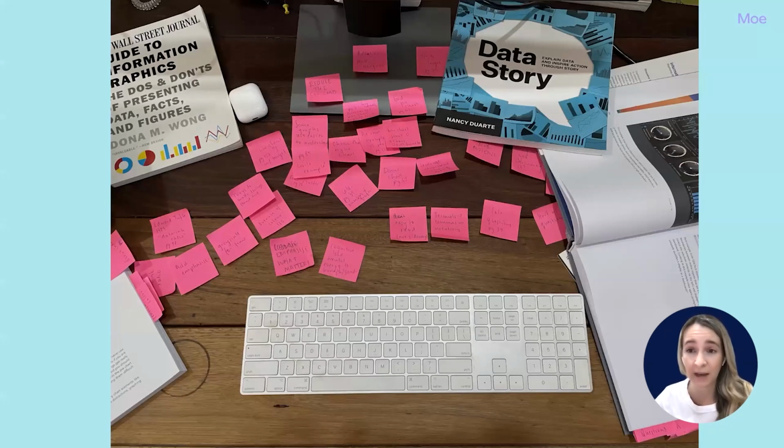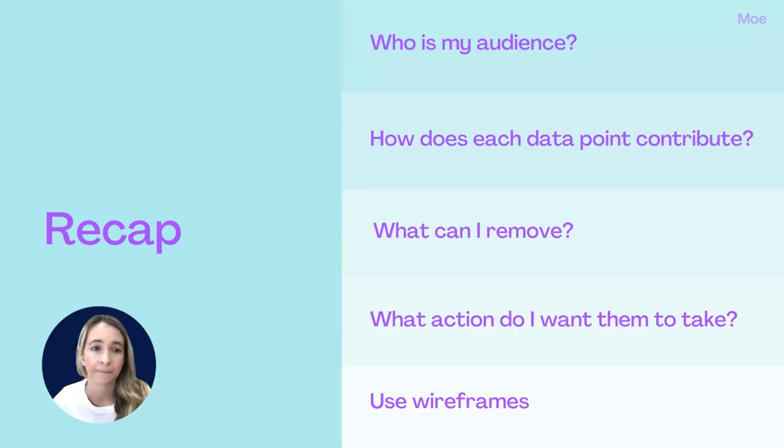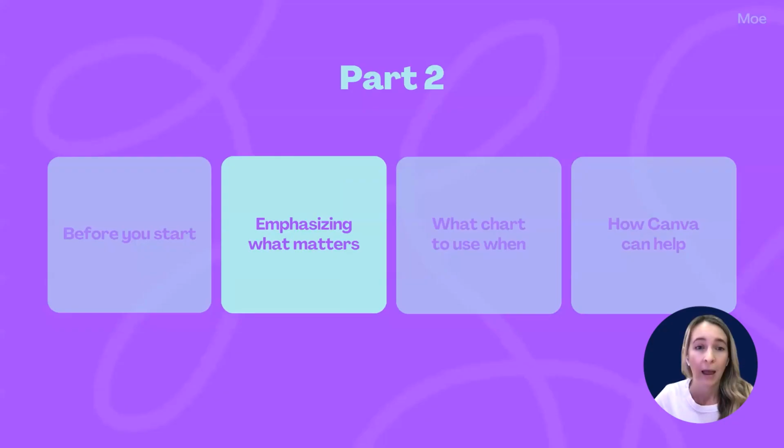When I'm making dashboards, I'll make a wireframe first and check with our stakeholders that it has all the things that they need. So just to recap quickly, before you even get started, give some thought to these questions. Who is my audience? How does each data point contribute to the story that you're trying to share? What can you remove? And most importantly, what actions do you want them to take? And then lastly, if you wireframe things, it's always a bit of extra work, but it will make sure that things have a really great flow.